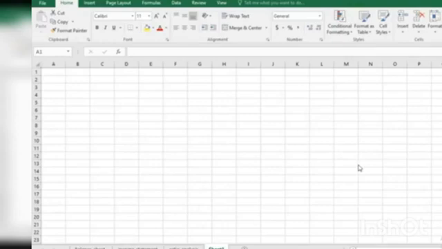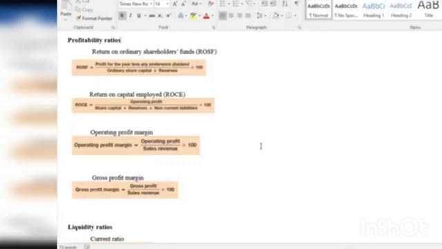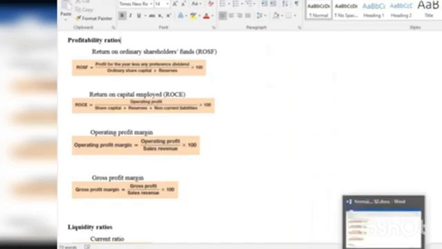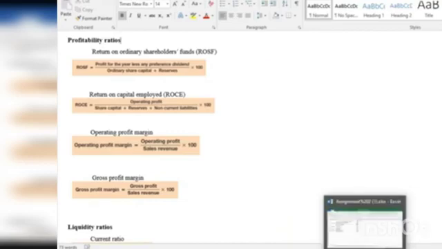In this we have different ratios. We have four ratios. Profitability ratios: return on ordinary shareholder funds, return on capital employed, operating profit margin, gross profit. Liquidity ratios: current ratio, acid test ratio. Gearing ratios: interest cover. Investment ratios: dividend payout ratio and dividend yield ratio.